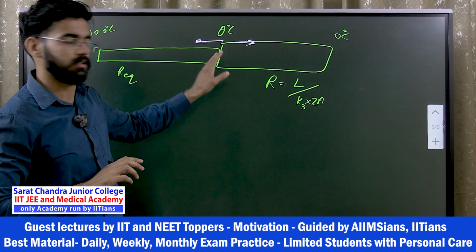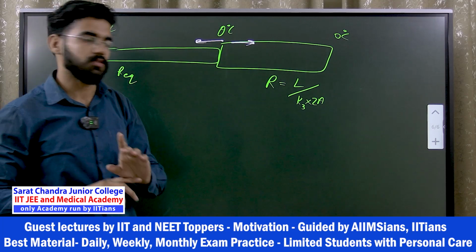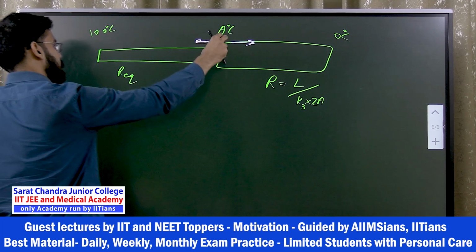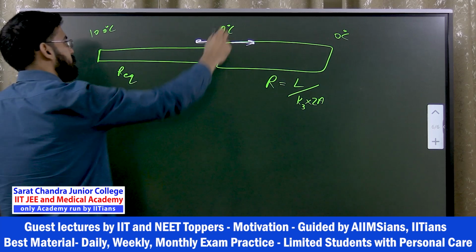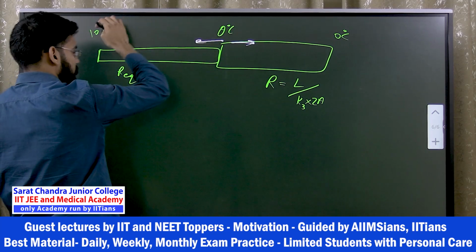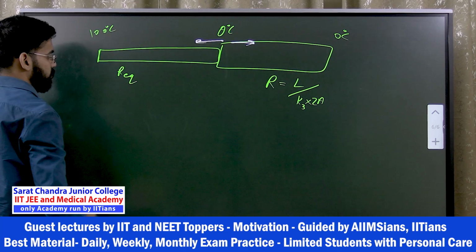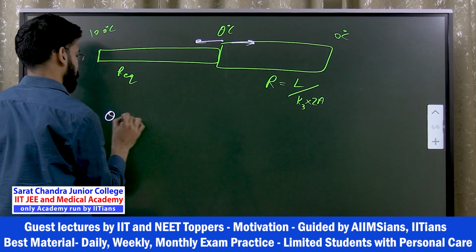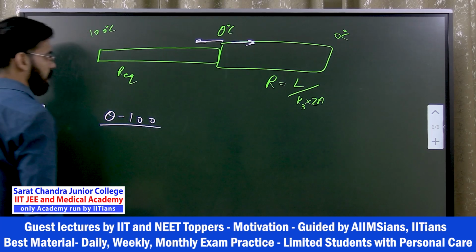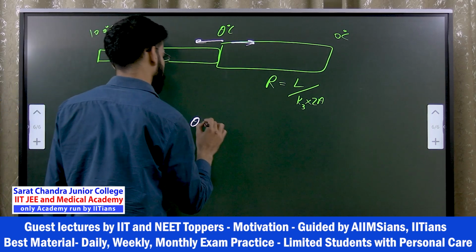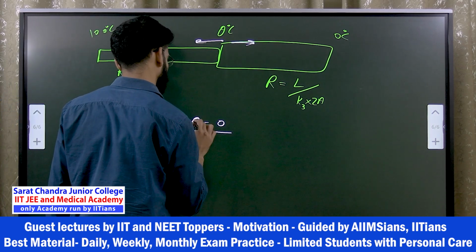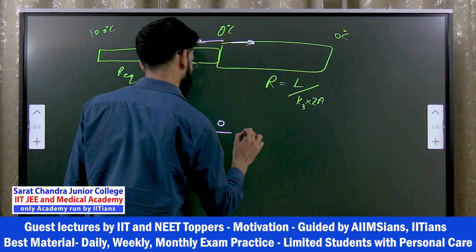Four rods are coming to this point, right? That's why I always told you that from here you assume heat is going outside, and the sum of the heat is 0. So this temperature is assumed higher than this and higher than this. And what will you write down? You will write down (theta minus 100) by R equivalent, plus (theta minus 0) divided by R, is equal to 0.